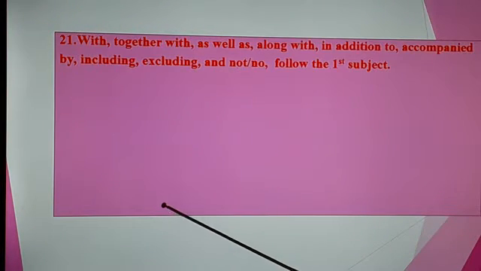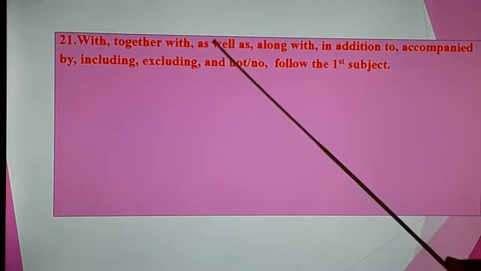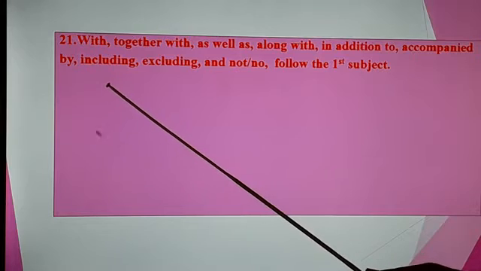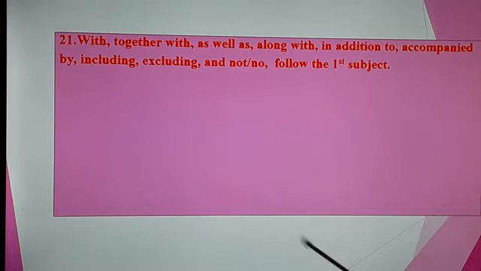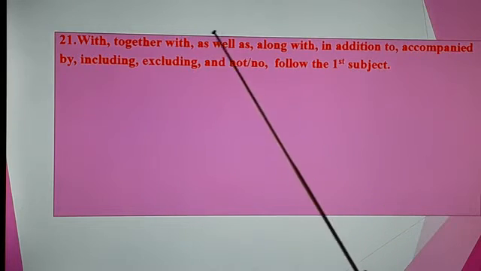Alright, next we have another vital rule, very important for the students. So have a look. There are some indicators: with, along with, as well as, in addition to, accompanied by, including, excluding, and not or no, that follow the first subject. Dear students, if you find these words in sentences, you have to take the verb according to the first subject.